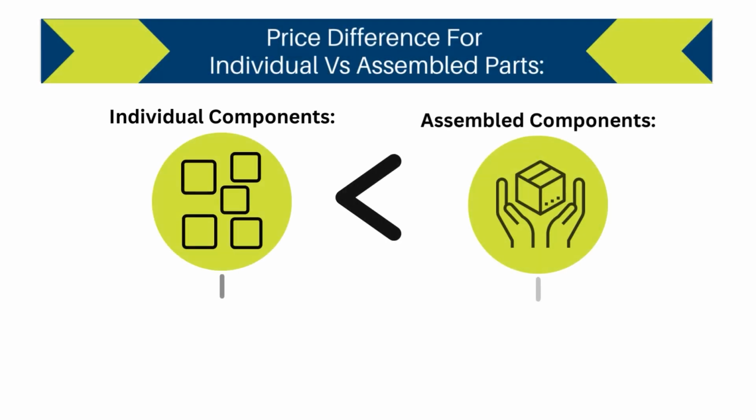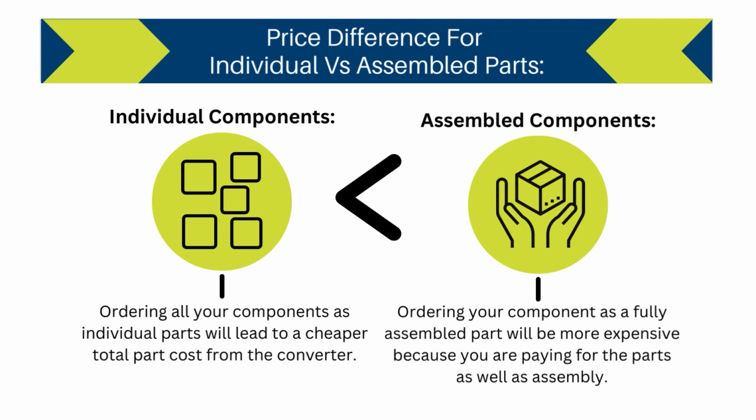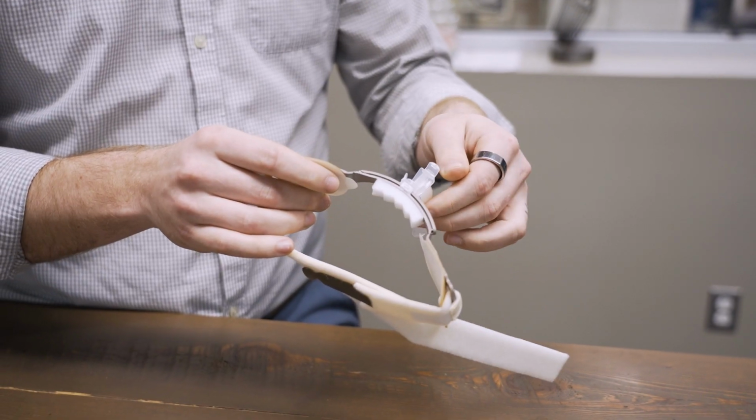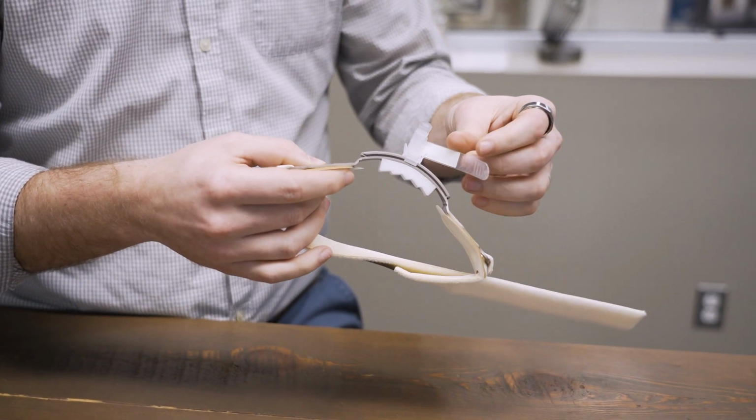Sourcing individual components is typically going to be your lower part cost option. The combined cost of all the individual components for your device is typically going to be lower than the cost for the fully assembled part. The reason this occurs is because a fully assembled product requires more complex manufacturing as well as more labor time to complete, and this is reflected in the price per part.